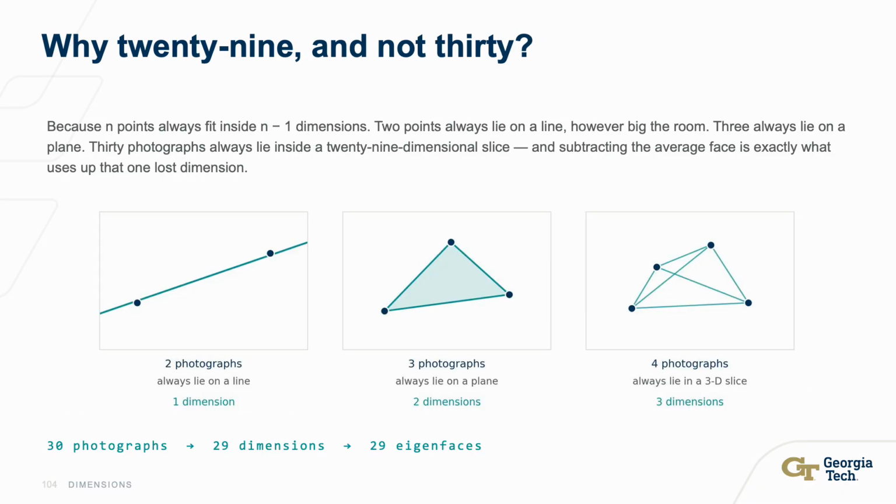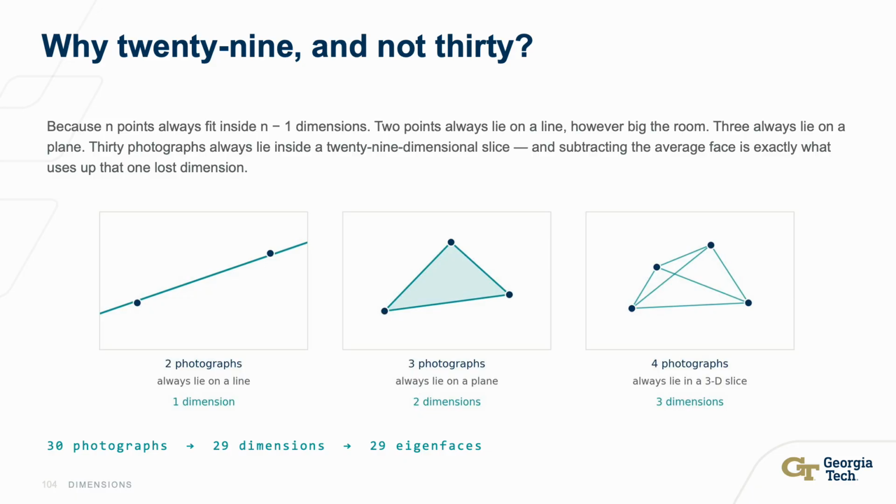So why 29 and not 30? Students reliably guess 30. The rule is that n points always fit inside n minus 1 dimensions. 2 points always lie on a line, however big the room is. 3 points always lie on a plane. 30 photographs always lie inside a 29 dimensional slice of space. And you can see exactly where the lost dimension went.